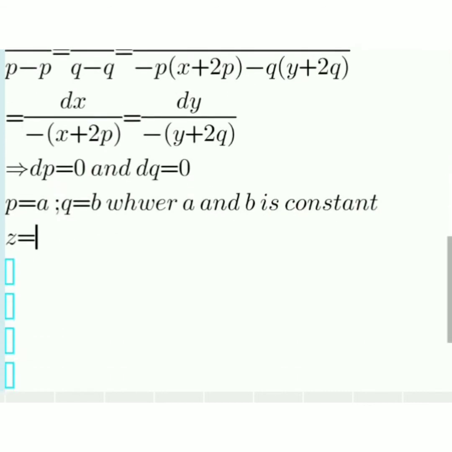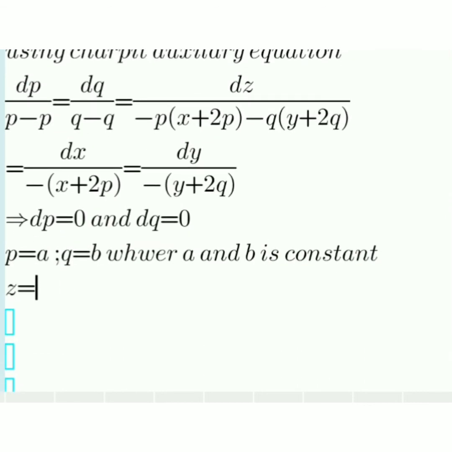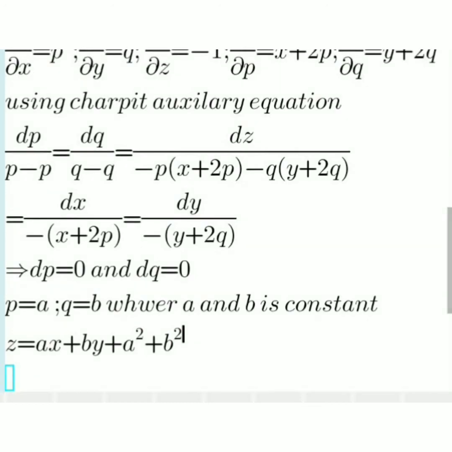So z is equal to ax plus by plus a square plus b square. This is the total formula for the z value. So friends, this is my answer.